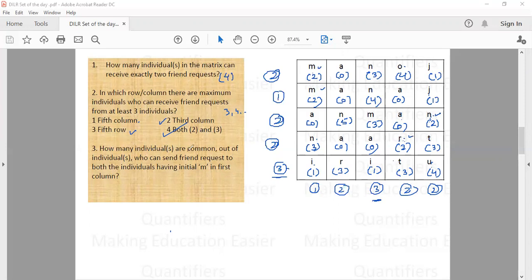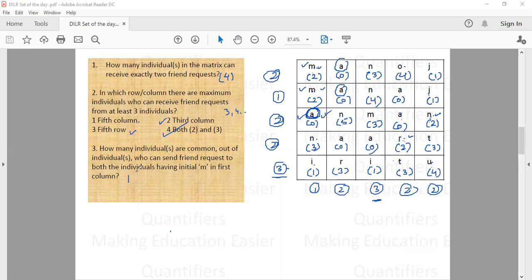Next it says how many individuals are common out of the individuals who can send requests to both the individuals having initial M in the first column. So how many individuals are common who can send the request to these two people, M and M. We can know that this M is getting two requests, one from this A and the second from this A. This M is also getting two requests, one from this A and the second from this A in the third row. That means this person in the third row, first column is common to both of these M's who are sending the request, right? So only this person is common, so the answer is only one.